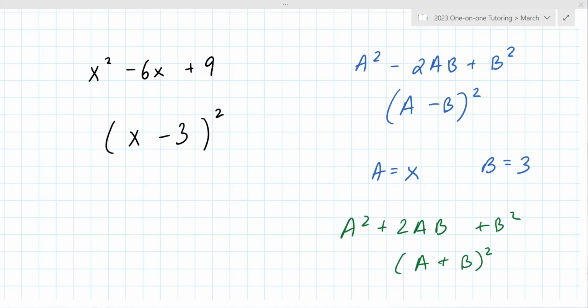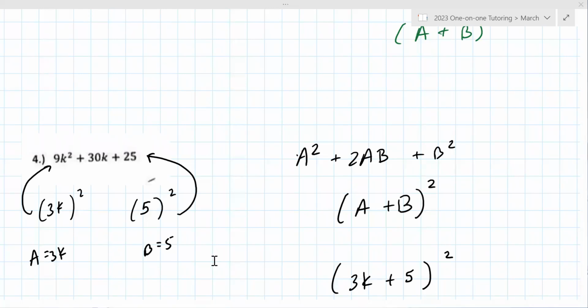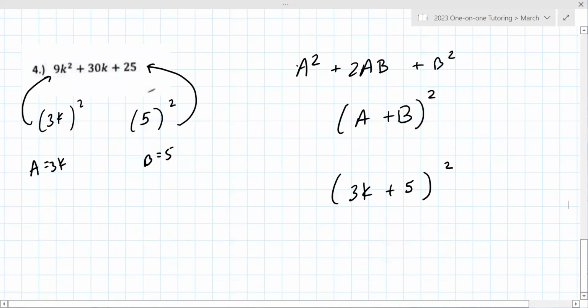Wait, so I have a question. The 30k in the middle, does that have anything to do with it? I know we're figuring out what the perfect square is for the 9k and the 25. Is there anything to do with the 30k or no? Well, it's kind of a check.